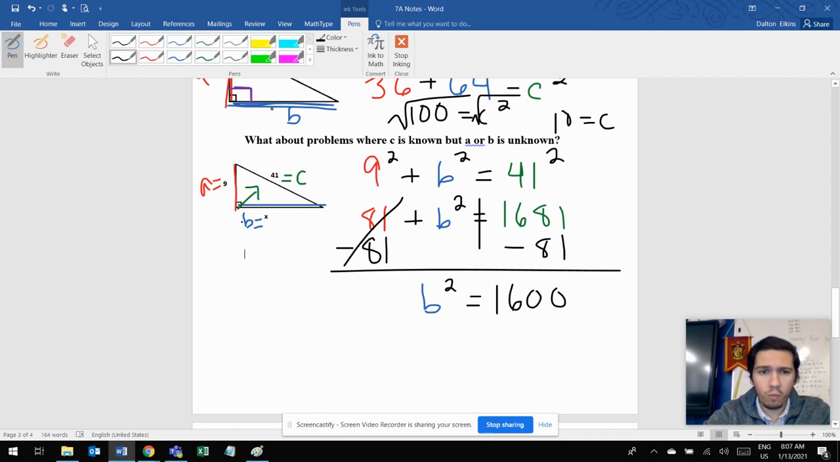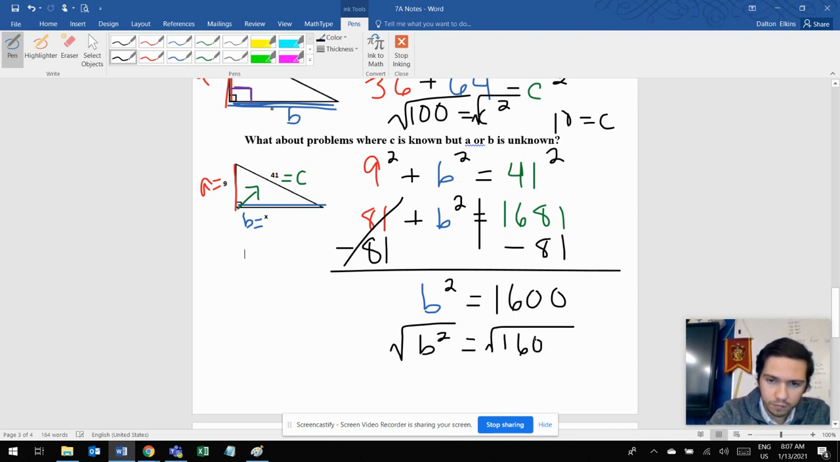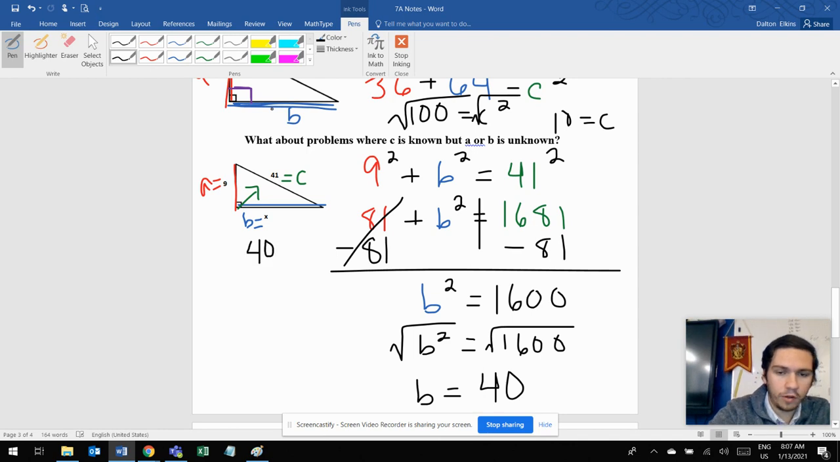And if you think about it, it'd be weird if this side was 9, this side was 41, maybe inches or something, and this one was 1600 inches. That'd be very, very weird. So what we're going to do is take the square root of both sides. And that's going to give me b is equal to 40, which makes a lot more sense. So this side here is 40 units long. That is how we use Pythagorean theorem to identify the leg of a triangle.